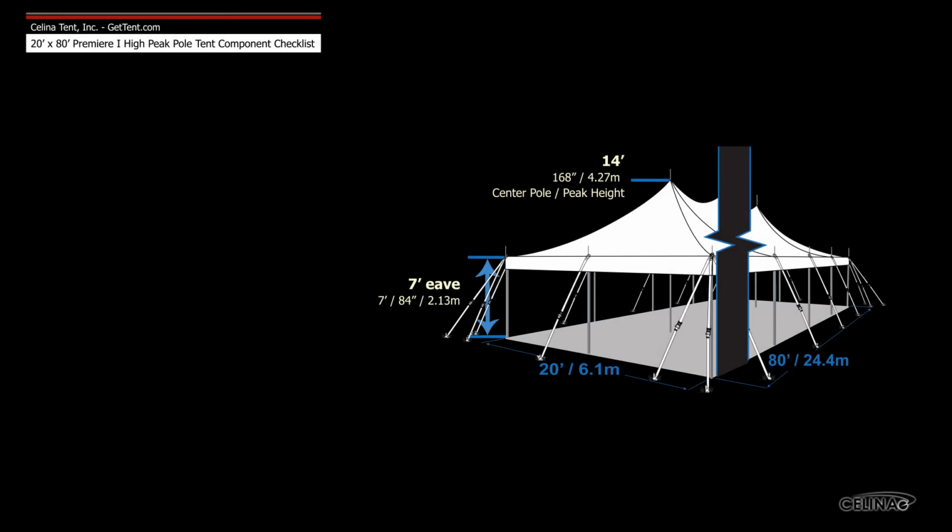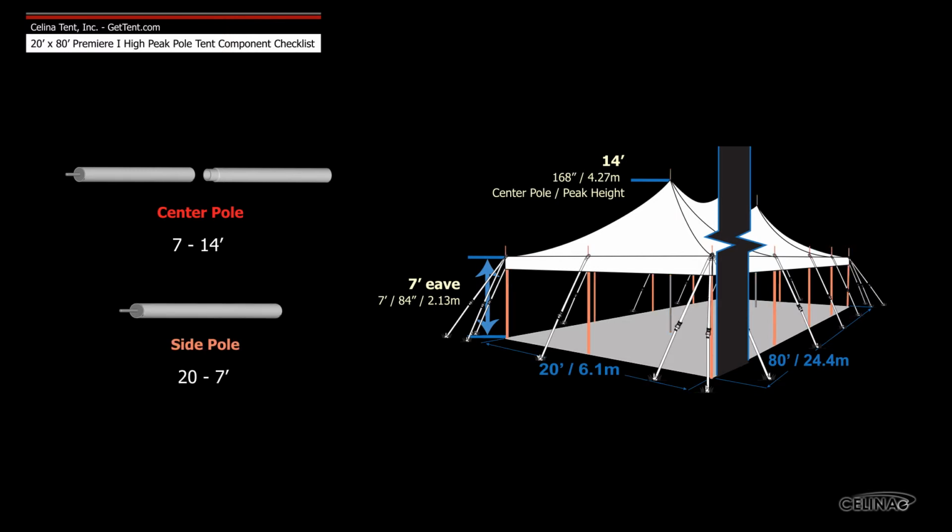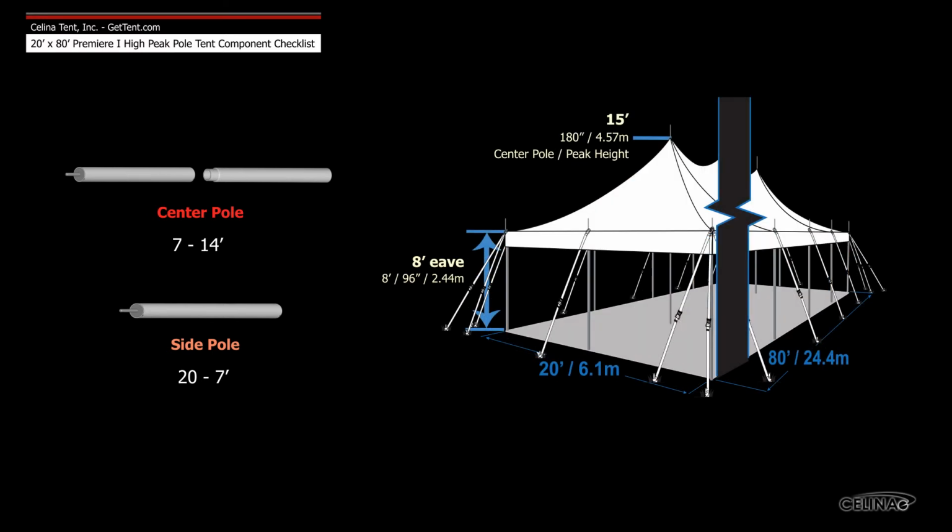Poles for tents with a 7-foot E-fight include 7 14-foot center poles and 20 7-foot side poles. If the desired E-fight is 8-foot instead of 7-foot, the side poles will be 8-foot tall, with 15-foot center poles.